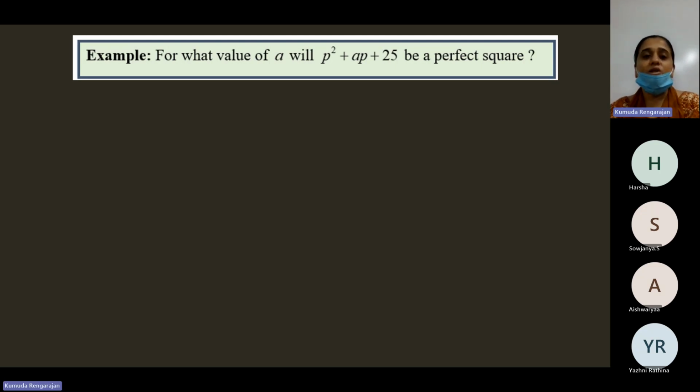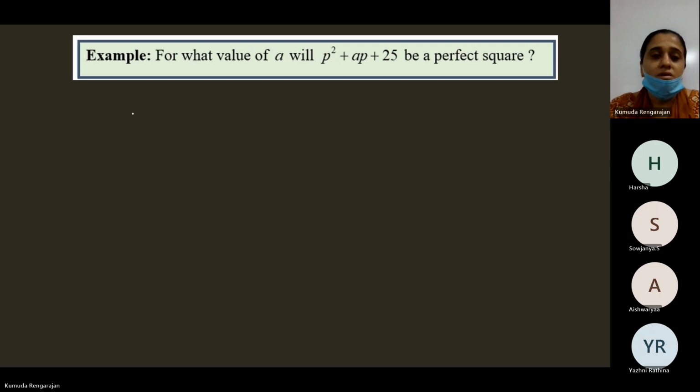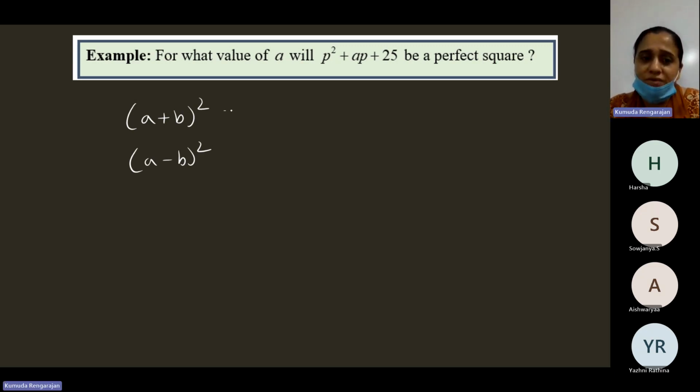For what value of a will p square plus ap plus 25 be a perfect square? Now, when we say a plus b the whole square, it's a perfect square. A minus b the whole square is a perfect square. If a plus b the whole square is a perfect square, that means a square plus 2ab plus b square is also a perfect square.